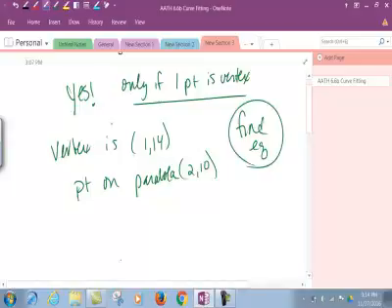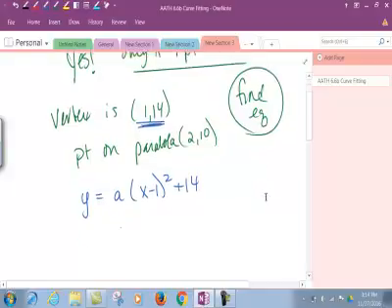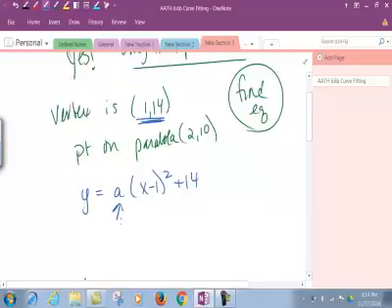So here's what we do. If we know this is the vertex, we can write y equals a(x minus 1) squared plus 14, right? Because the vertex form comes from the vertex of the parabola, and (1, 14) translates to this. So now all we need to do, we're so close to the answer, is to find a. And the way we find a is we plug this point in for x and y.